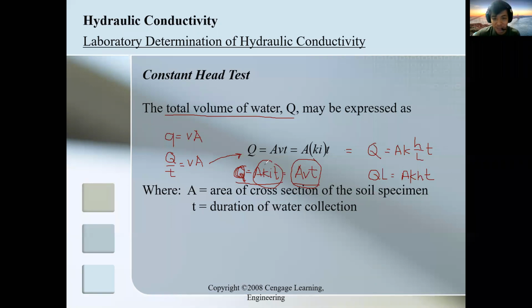So this "masakit kapag may kabit na" formula is not yet the simplified version. The simplified version is this QL. Usually for the other formula, I rearrange it. So the right hand side, AKHT, equals QL.